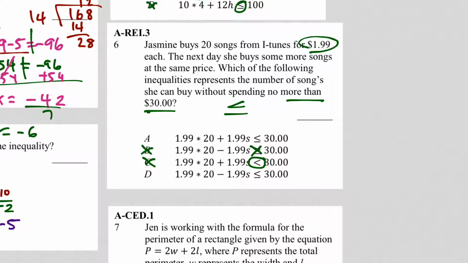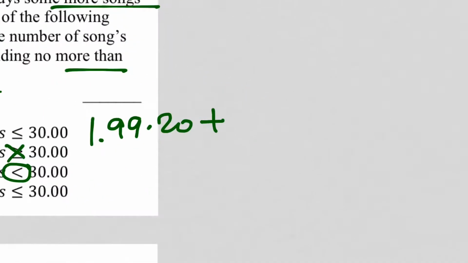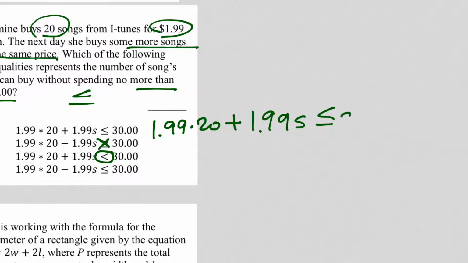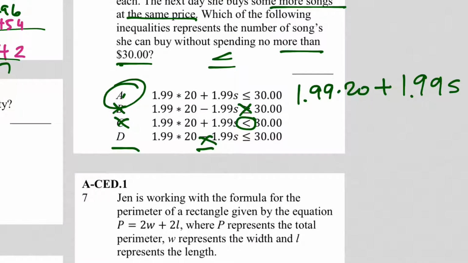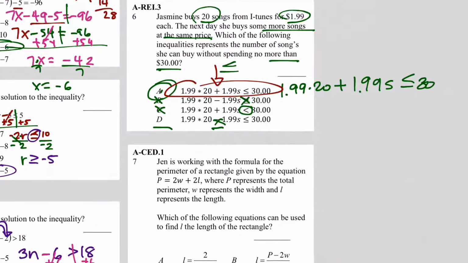It's $1.99 times 20 because there's 20 songs. Plus, she bought more songs at the same price. So the same price is $1.99. How many more songs? I don't know, but we're going to use a variable S. Less than or equal to 30. So here the answer is going to be A. D has subtraction. We're not subtracting because we're buying more songs. We have to use addition. So the answer is A.